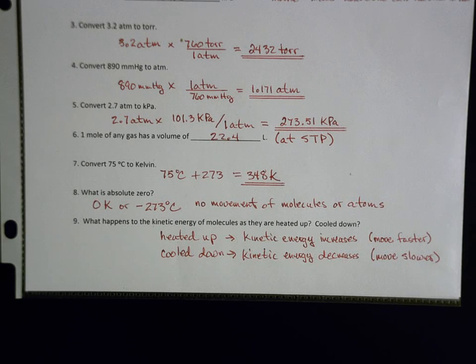Next, for problem 4, we have 890 millimeters of mercury converted to atmospheres. Notice that the 1 atmosphere is on top now, whereas the 760 millimeters of mercury is on the bottom, the denominator of the fraction, so that it is the millimeters of mercury that's getting canceled out. So this one's basically a divide. And then converting from atm to kPa in number 5, 2.7 atm times 101.3 kPa divided by 1 atmosphere. Atmospheres cancel and we get 273.5 kPa.